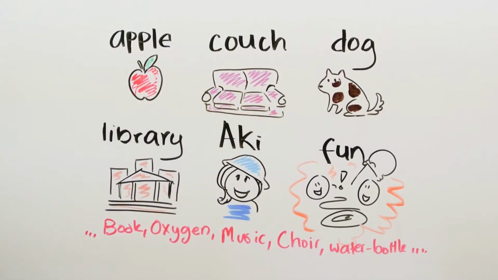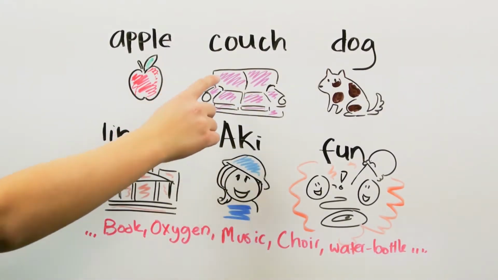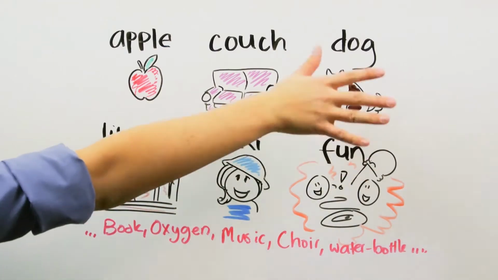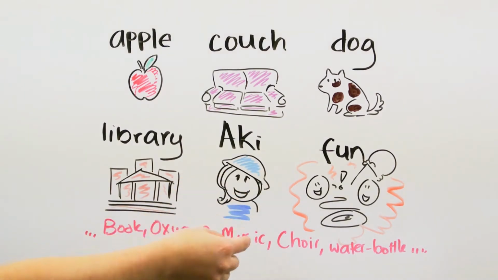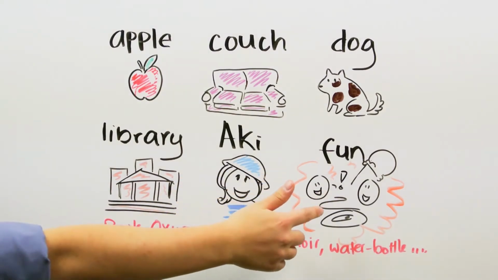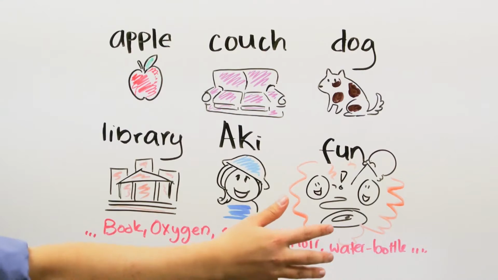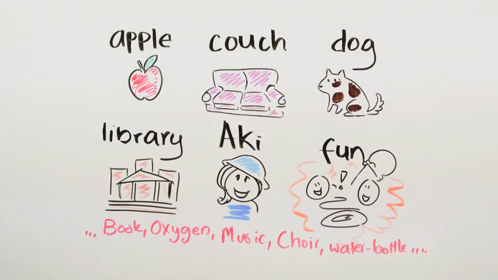Some good examples of nouns are the words apple, couch, and dog, which are all things. The word library, which is a place, Aki, which is the name of a person, and fun, which is something you cannot touch, but it is an idea that you can talk about. Book, oxygen, music, choir, and water bottle are all nouns as well.